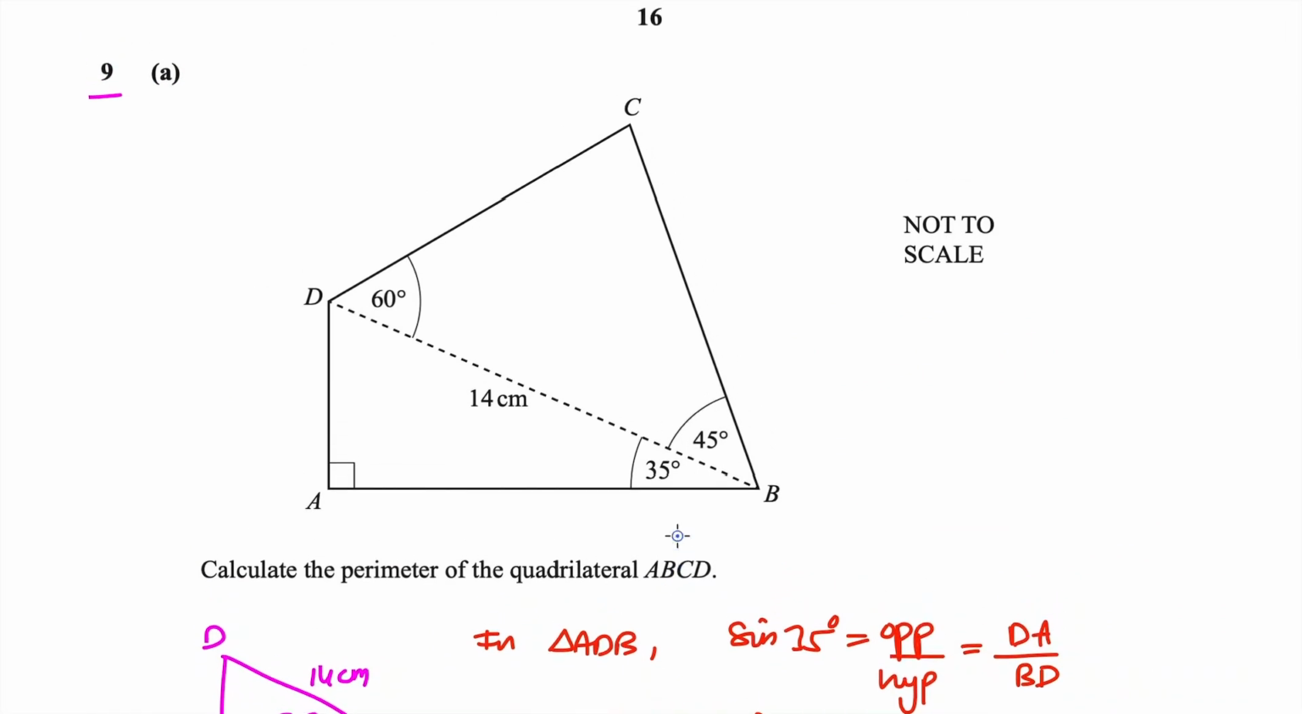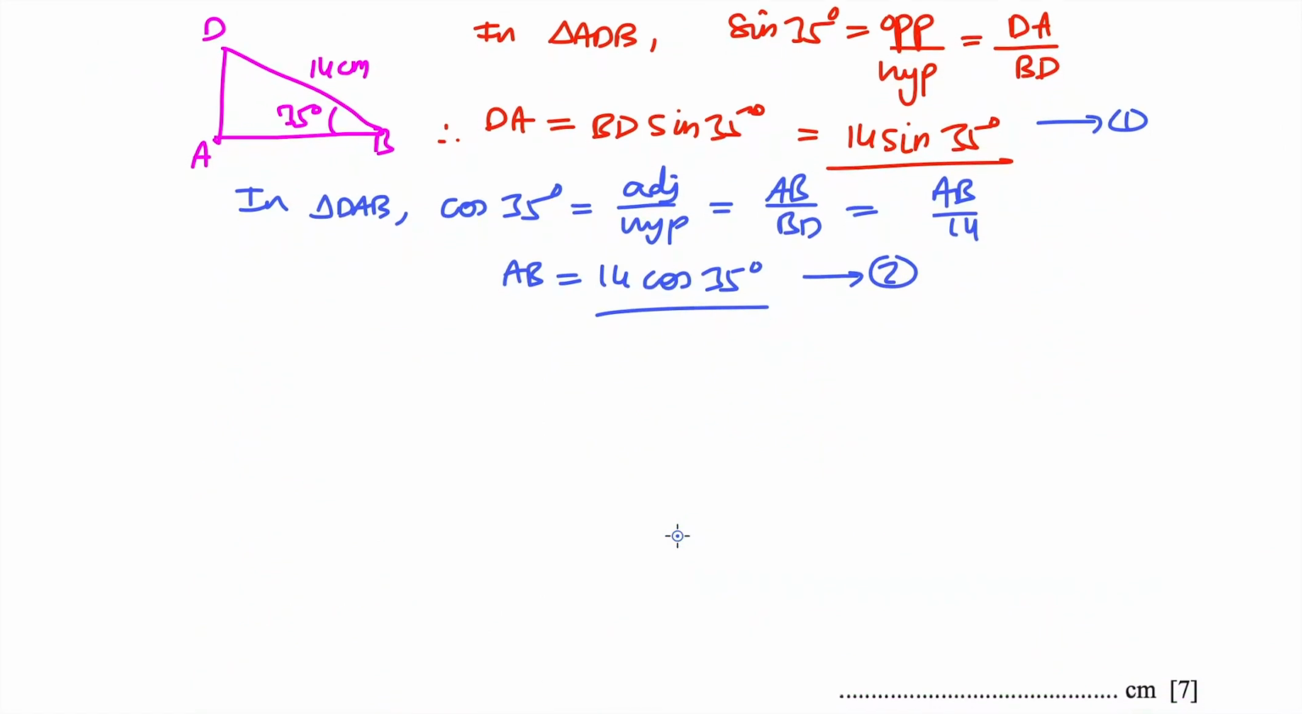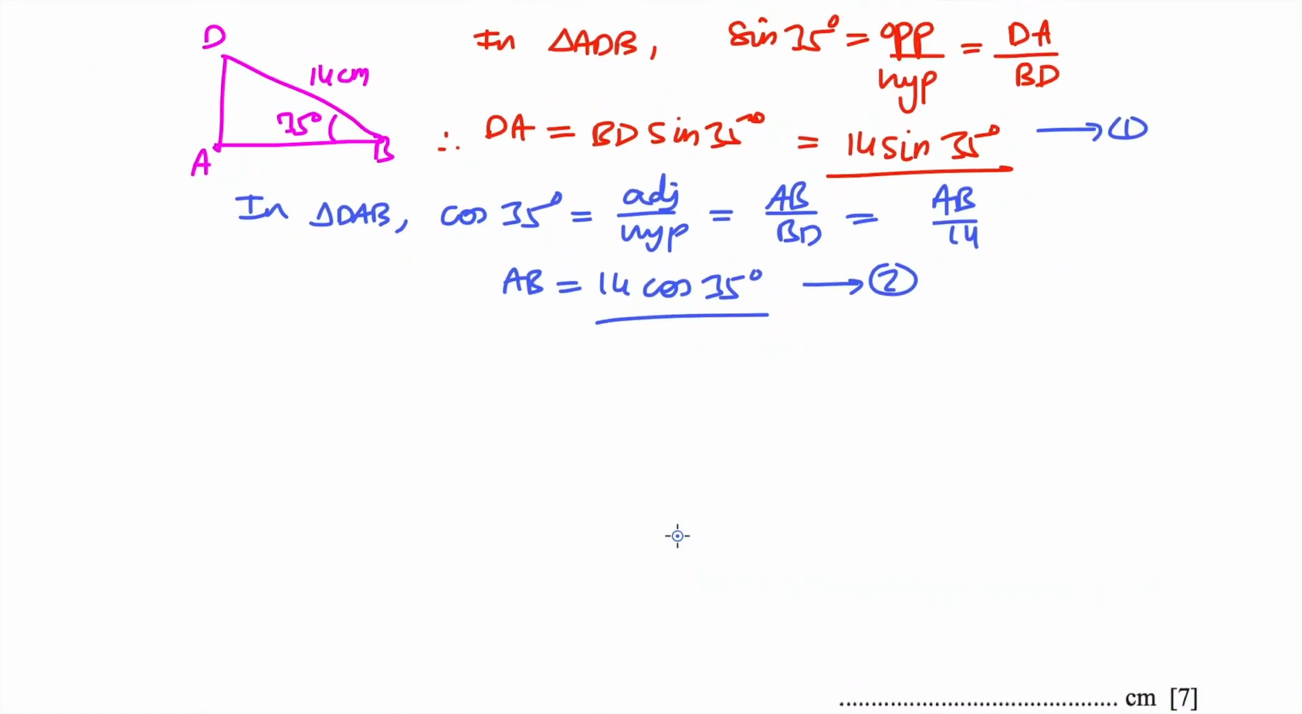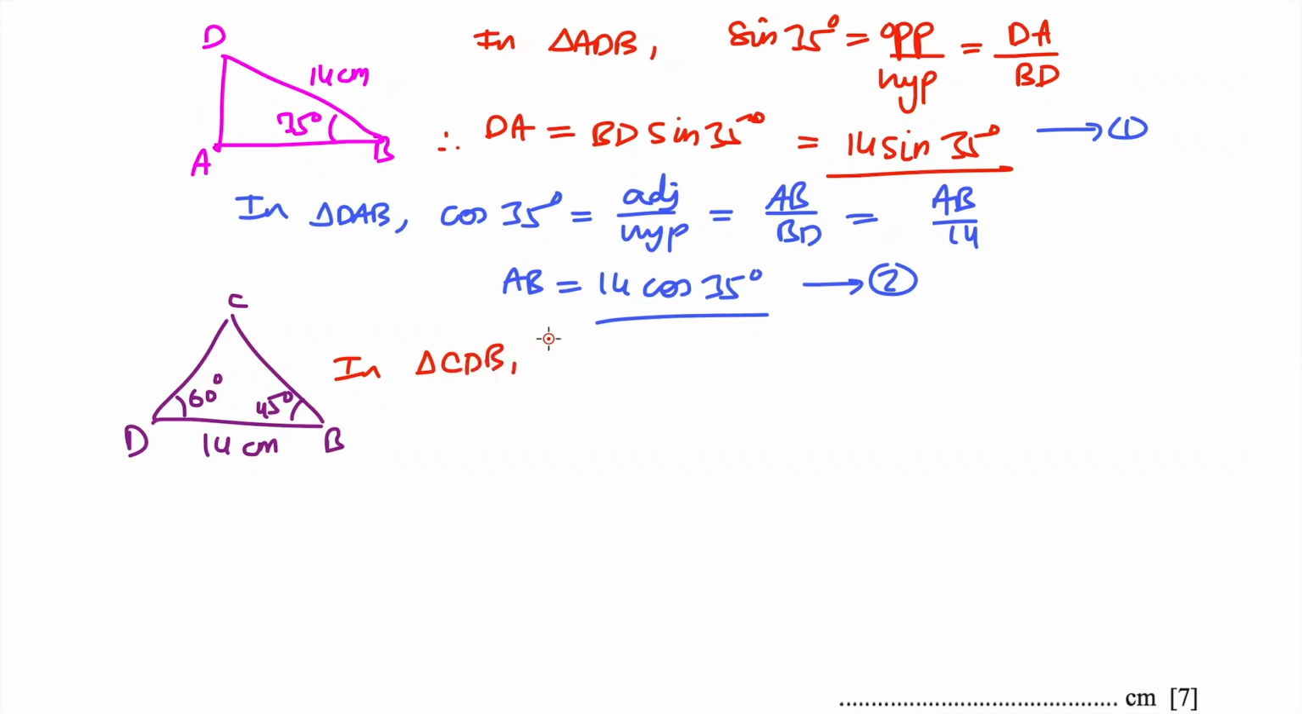So angle D is given, angle B is given, angle C we need to find out. So let us start. In triangle CDB, this angle is given to be 60, this is given to be 45, and this length is given to be 14 centimeters. So angle C is equal to 180 degrees minus the sum of the other two angles, and so it is 75 degrees.